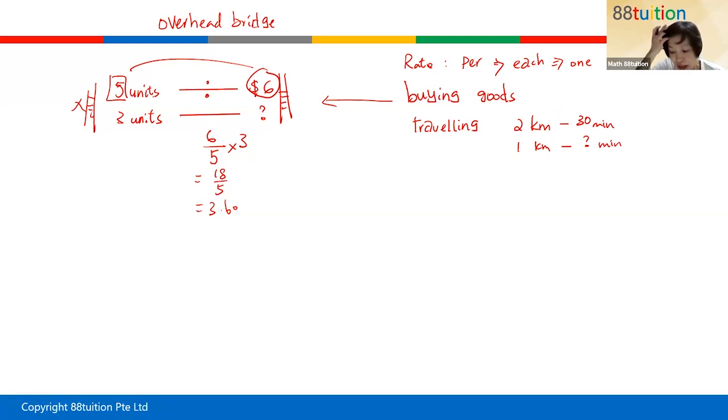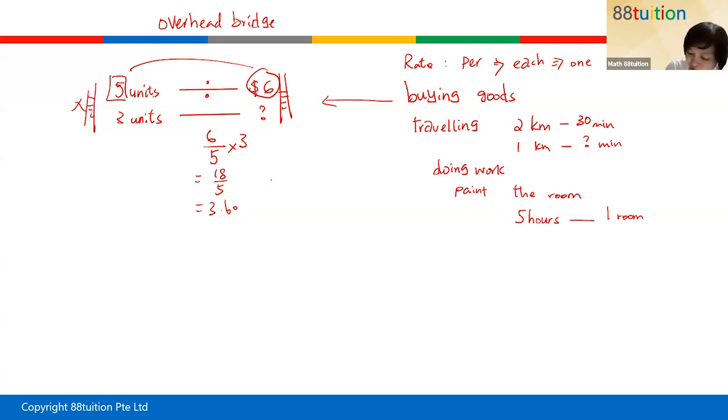And then we also can have doing work. How does doing work help here? For example, I want to paint the room. Maybe I use 5 hours to paint a room. All this will tell you how fast you do a job. And then we can go on to find like in 1 hour, how much you can paint, all this kind of thing.